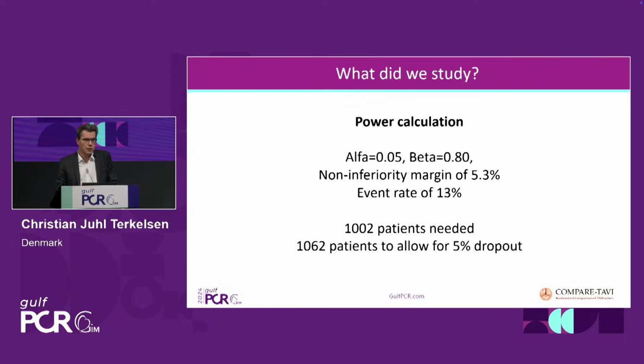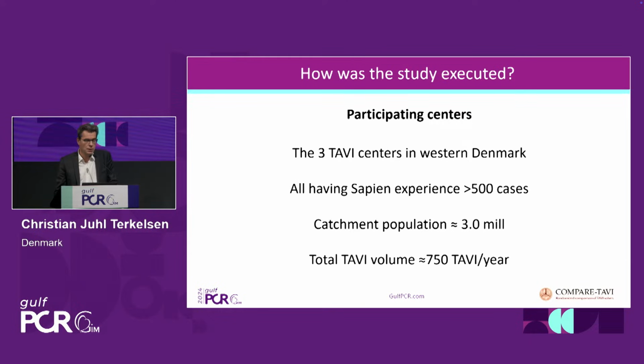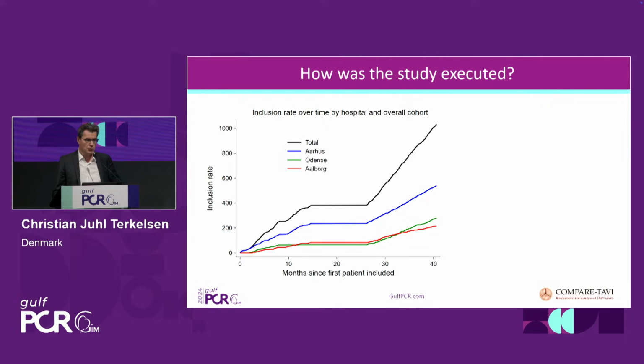This is the power calculation. We needed 1,002 patients, and to take into account dropout, we aimed for 1,062 patients. In reality, we didn't have any patients who withdrew consent. The participating centers were 3 THV centers in Western Denmark. They all have a long history of performing SAPIEN implantations. We have a catchment area of 3 million inhabitants. We do 750 THV a year at these 3 sites. This is the inclusion.